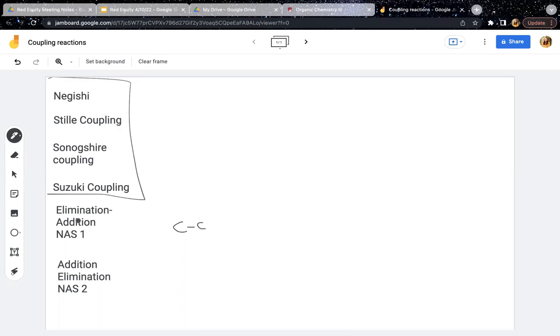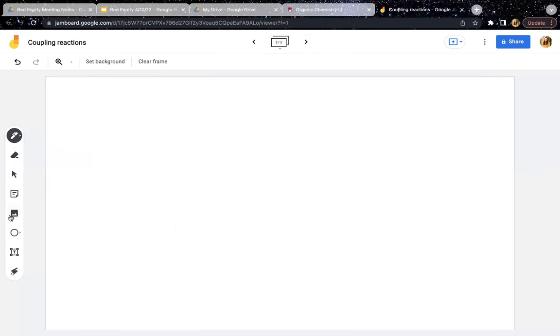So the ones that you're probably going to see most often is going to be Suzuki. They're also all named after people who won Nobel Prizes for them. So that's where the names come from. But I wanted to first start talking about Suzuki coupling. So we're going to go over here. Let me get a text box and write it out. Suzuki.